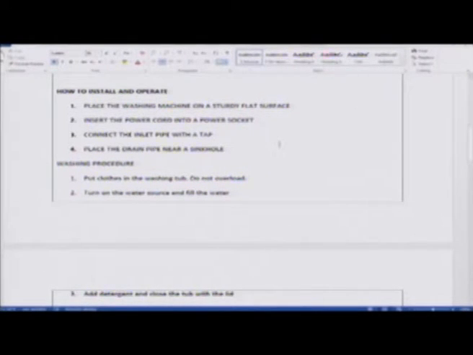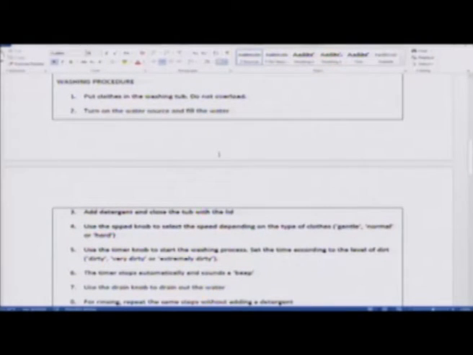So, here again look at the instructions. Place the washing machine on a sturdy flat surface. Insert the power cord into a power socket. Connect the inlet pipe with the tap. Place the drain pipe near a sink hole. So, all these start with verbs. These are all direct commands, instructions, and they are short, so that people can easily understand.